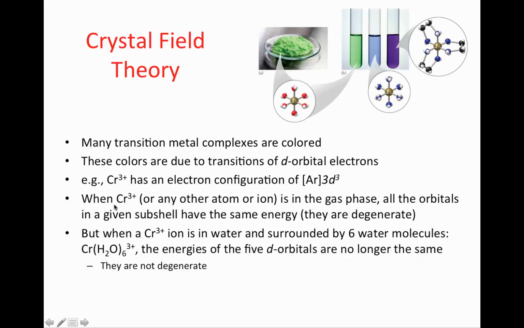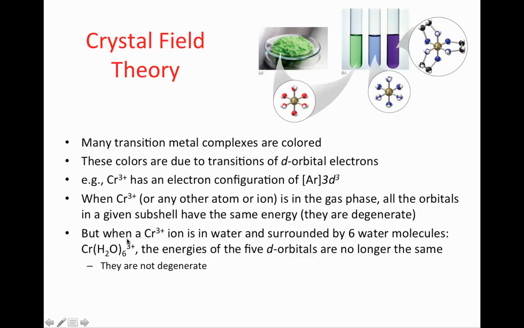However, when a chromium 3 plus ion is put in water and it's surrounded by 6 water molecules acting as ligands so that we get this complex right here, the energies of the 5d orbitals are no longer the same. They're not degenerate. In other words, if I can put this ion into the gas phase, and I could probably find a way to do this, I would have in the gas phase this ion all by itself. All the d orbitals are degenerate. They have the same energies.